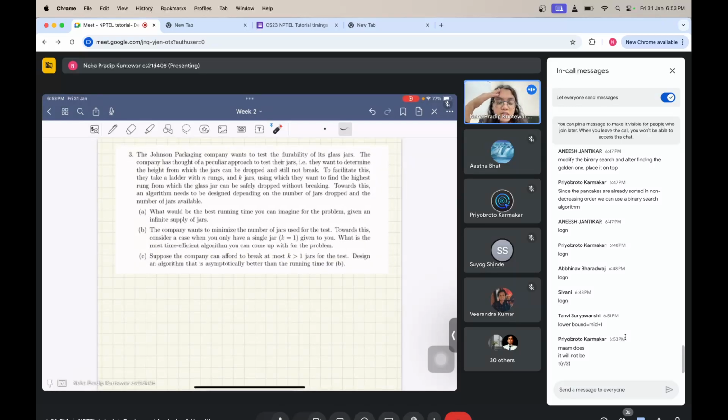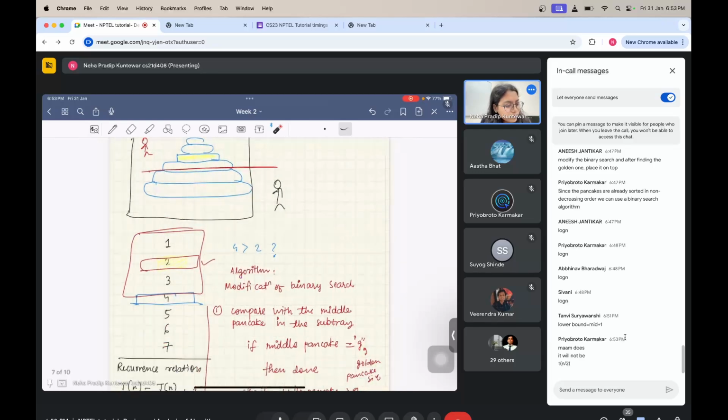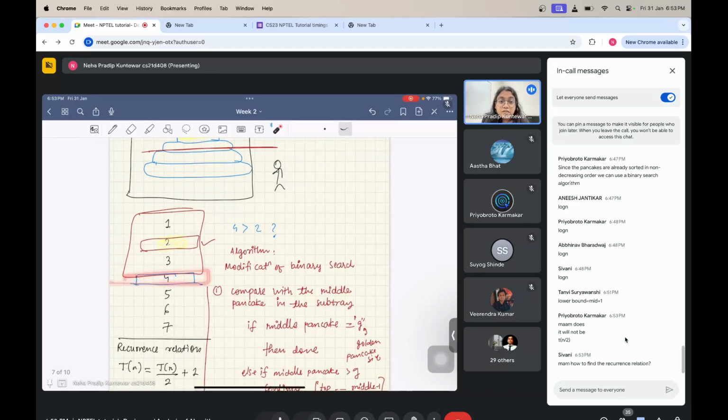Okay, so sorry, there is a query. So why do you think it will not be T of n over 2? Because what we are doing is you ask at the middle, and if the middle one is larger, then you only check on the top subset. And if it is smaller, so let's say the golden pancake was somewhere here, then you would only ask your queries on this other half. So that is what you keep on doing every time, right? You are discarding half of the space. So does that clarify?